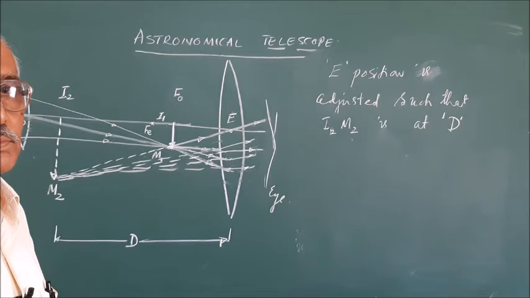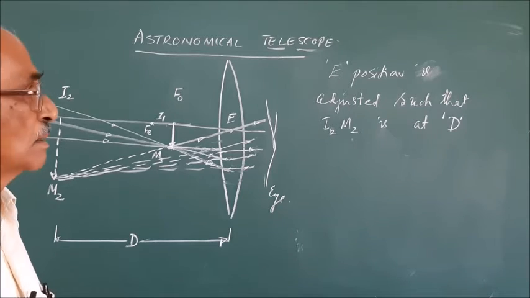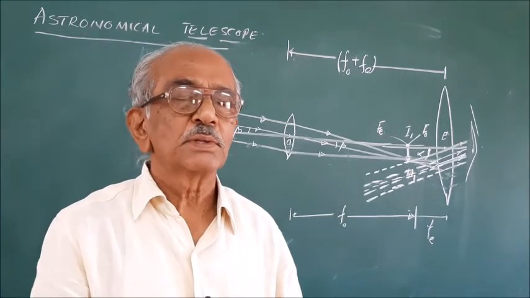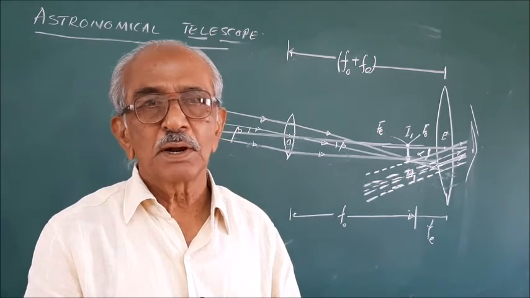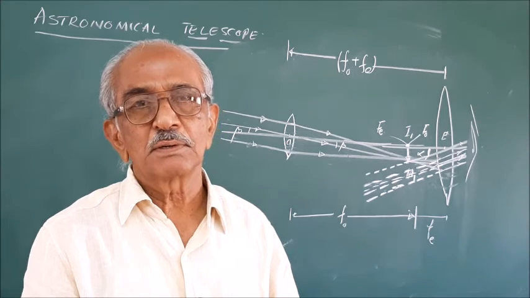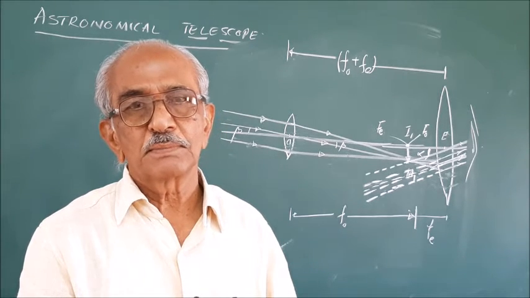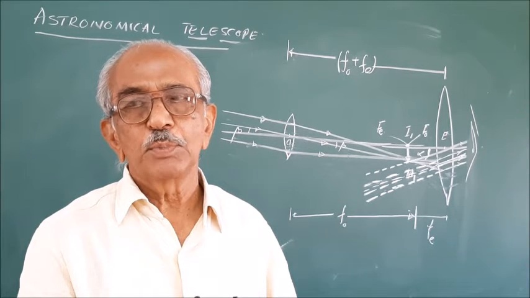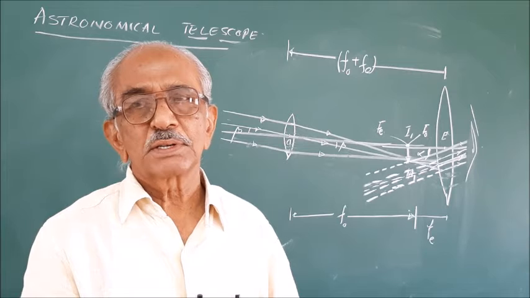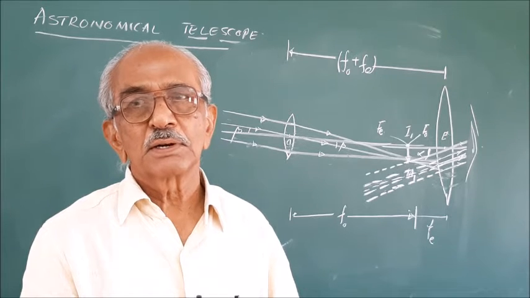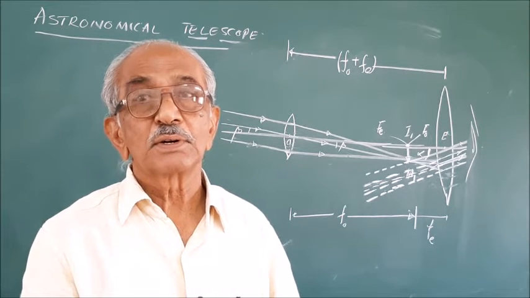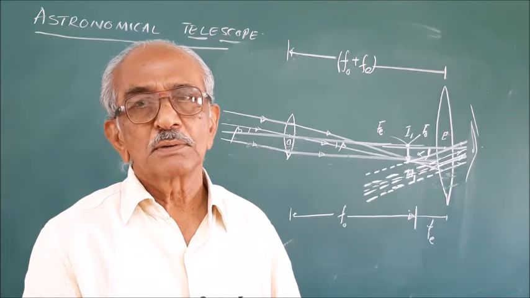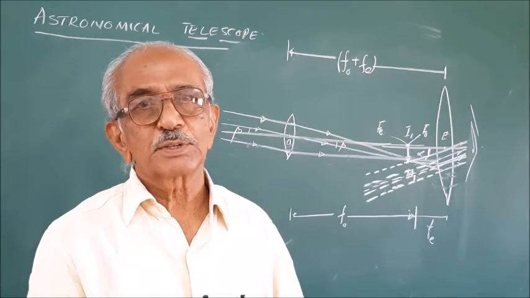Now, as I have told you, when the final image is formed at the least distance of distinct vision, the image is most clear. However, see, one has to keep on seeing distant objects, astronomical objects, for hours and hours, if not days long. Therefore, usually telescopes are used in the normal adjustment.